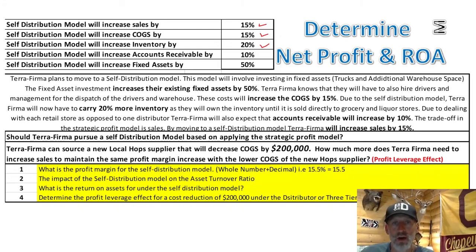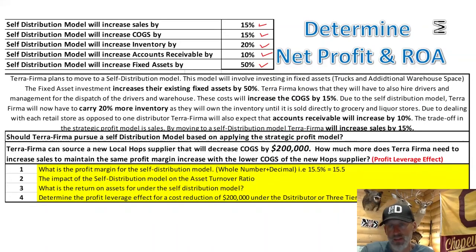The self-distribution model will increase accounts receivable by 10%. Now, as opposed to having one party they need to get paid from, that would be H. Cox and Sons, they're waiting to be paid by Meijer, Kroger, and perhaps liquor stores around the Grand Traverse area. And lastly, their fixed assets go up by 50%: trucks, trailers, perhaps material handling equipment, warehousing space. So they've significantly increased their fixed assets.